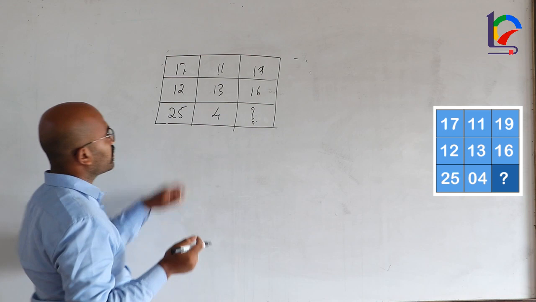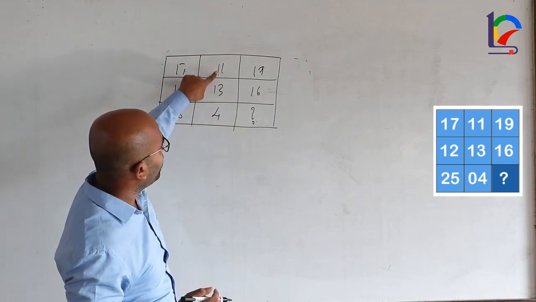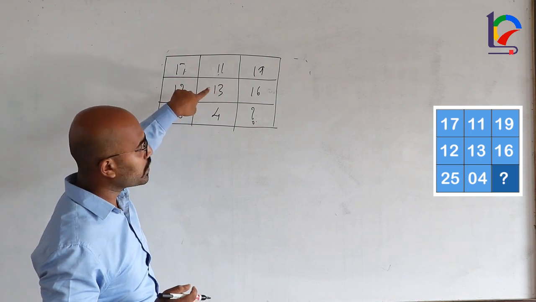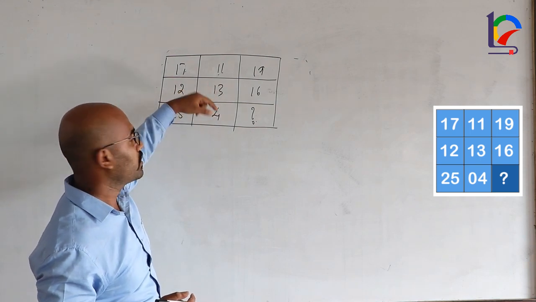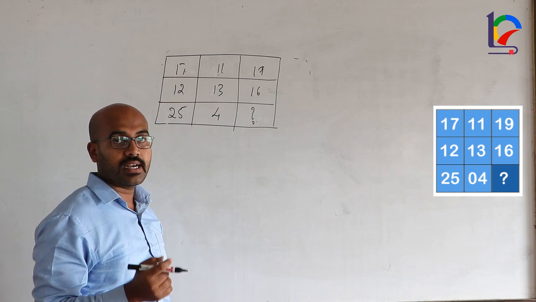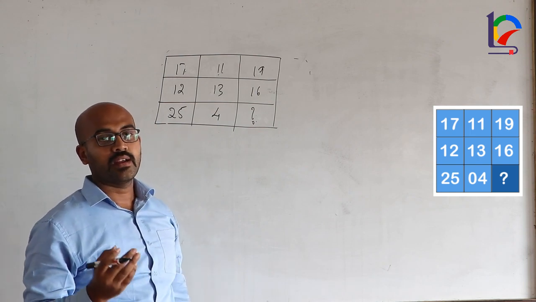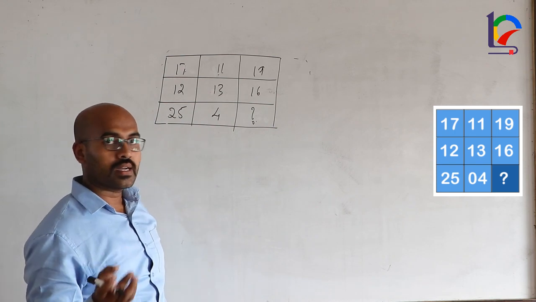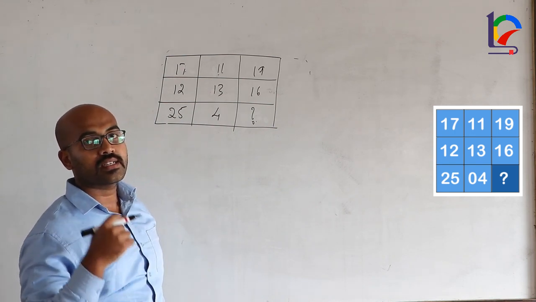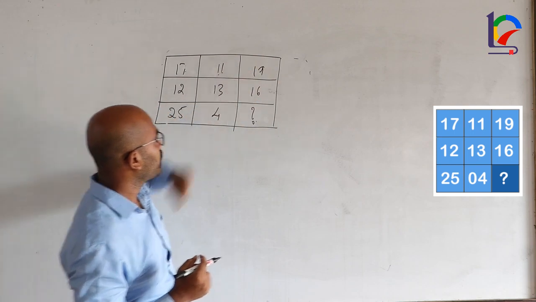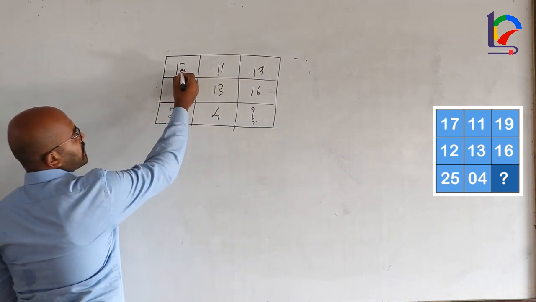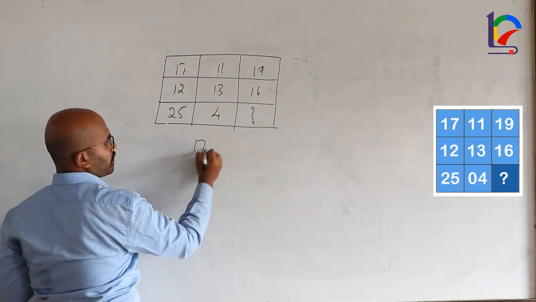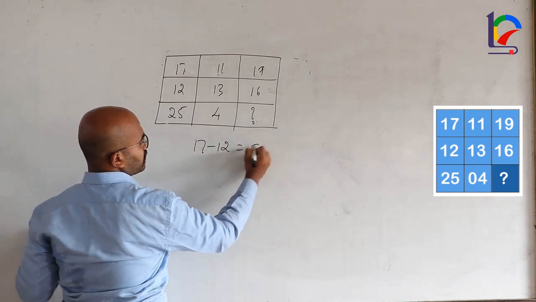Let us see the second, 11 and 13. 11 minus 13 is minus 2. Is minus 2 and 4 related? Yes, of course, because again a factor of 4 is 2. It's not minus 2, but it has 2. So as you can see here, 17 minus 12 is 5.